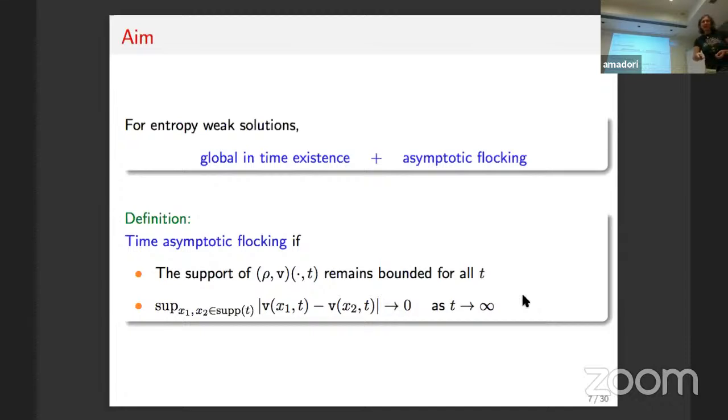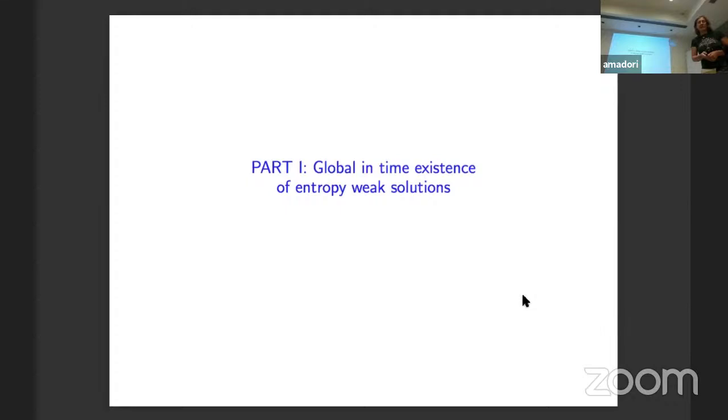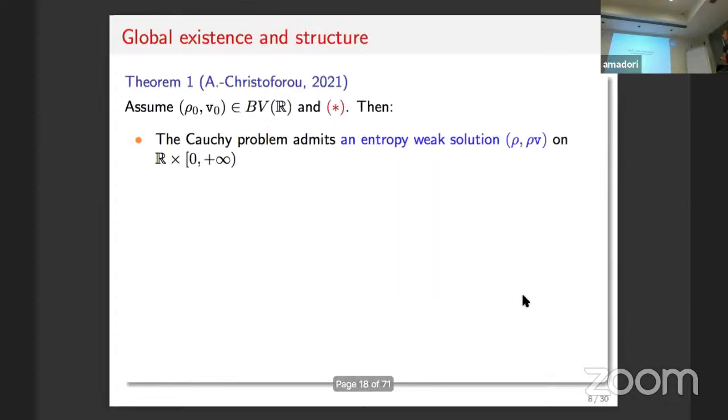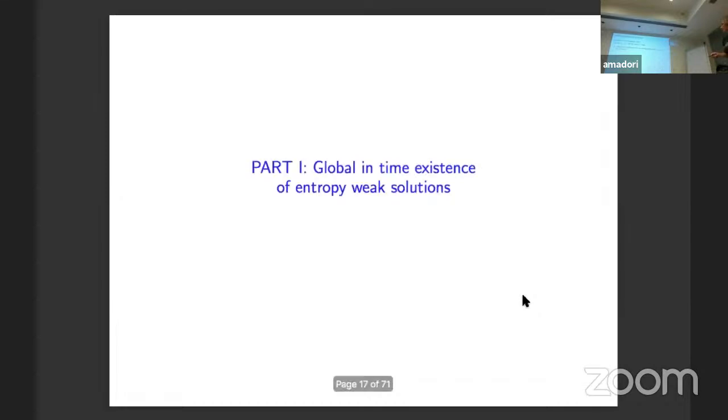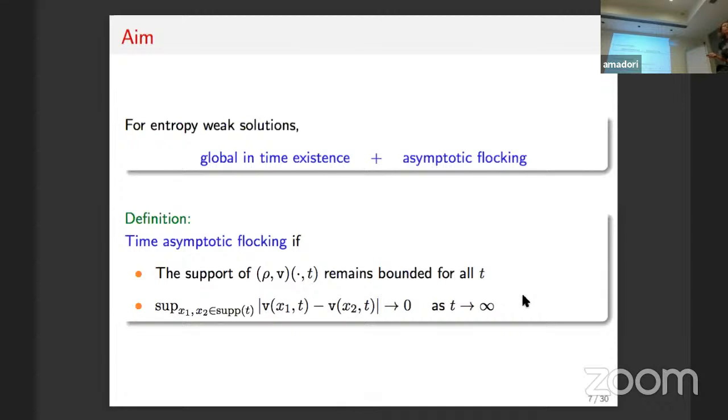Okay, so let me go on, and then we start with the description of the results of global in-time existence. The second one is not very close to the first. It could be that the first is satisfied and the second one is not. We don't have an example. So it may oscillate. We don't know. So the support may remain bounded, but the velocity may oscillate in the limit. So in principle we have these two requests, but it's true that in some situations the second one implies the first.